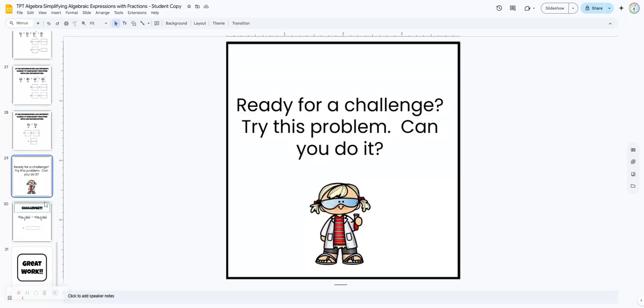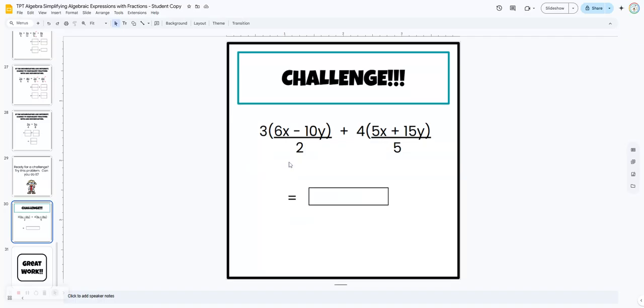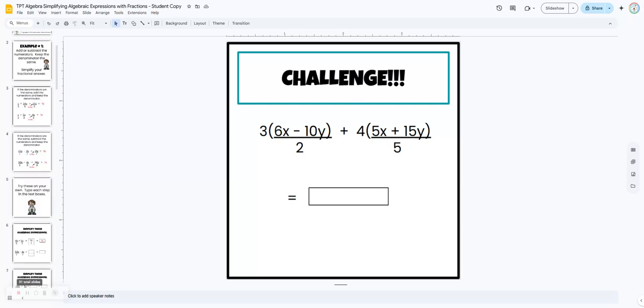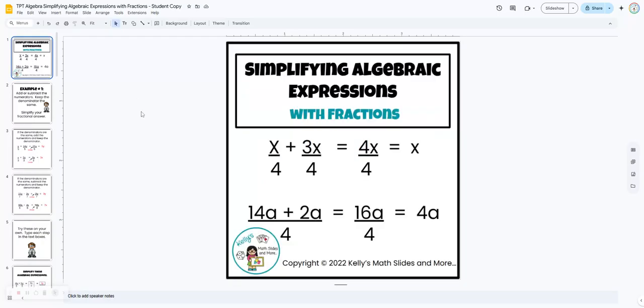Now, for students who need a little bit of a challenge, we've given them this one. So they're going to need scratch paper to figure this out and then type the answer at the bottom. So this one's a little bit tricky. They're going to have to distribute and then use all of the tools that they just learned from the lesson in order to solve it. So this is a digital lesson, simplifying algebraic expressions with fractions. And I've also included a worksheet to follow the digital lesson.